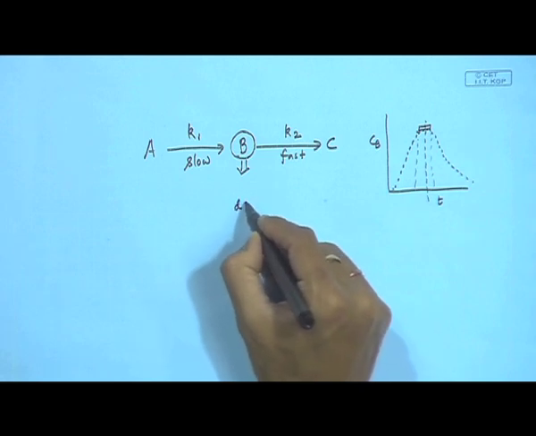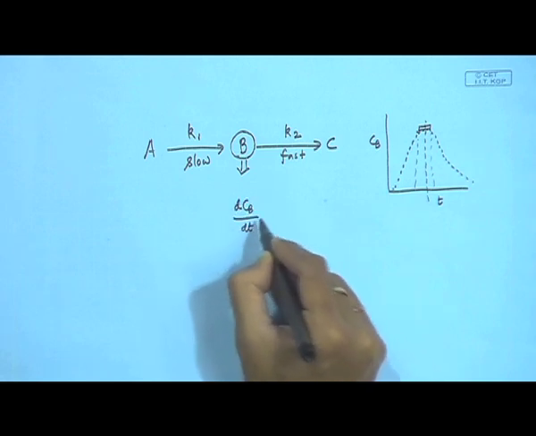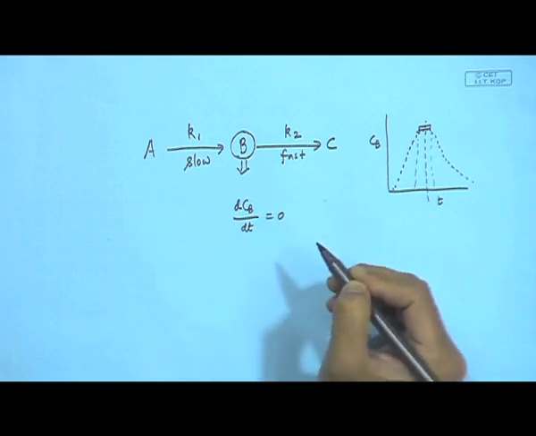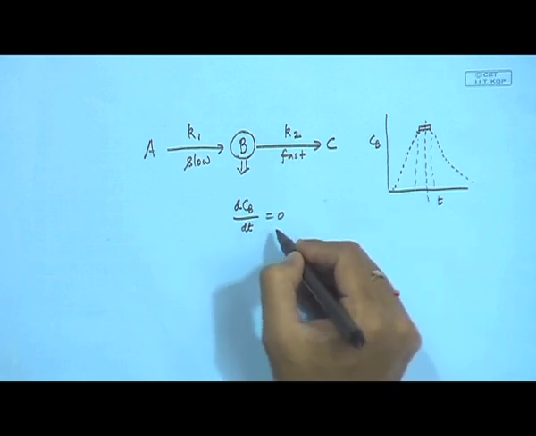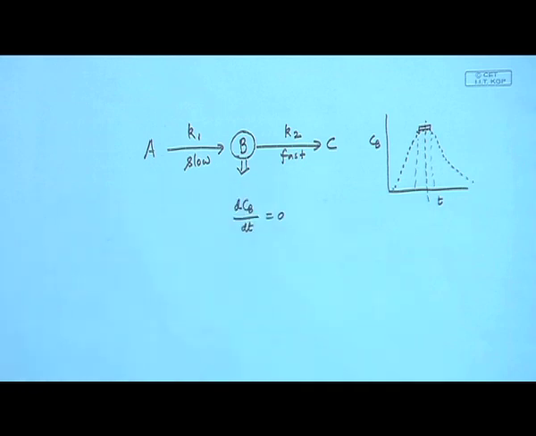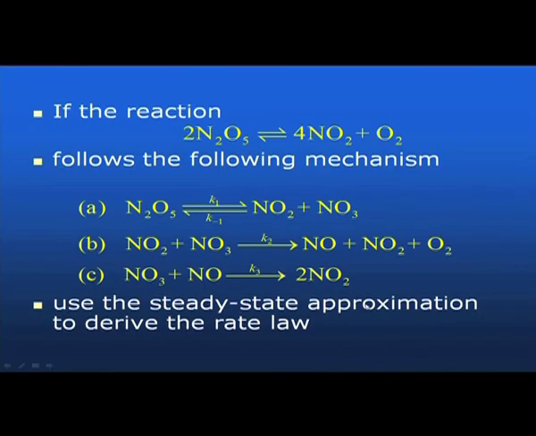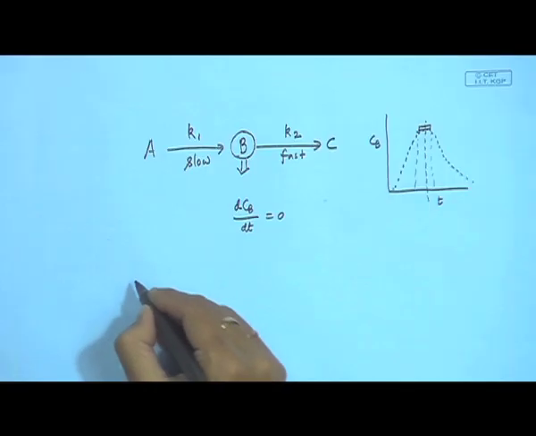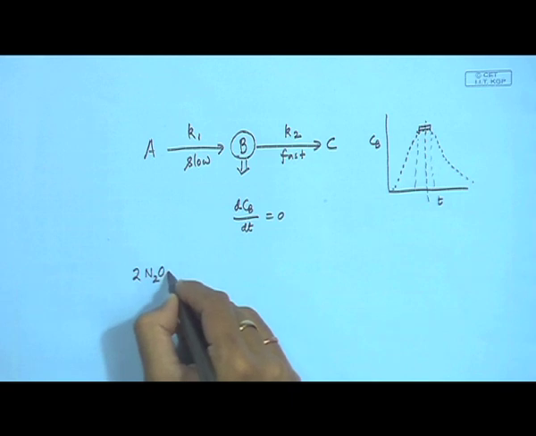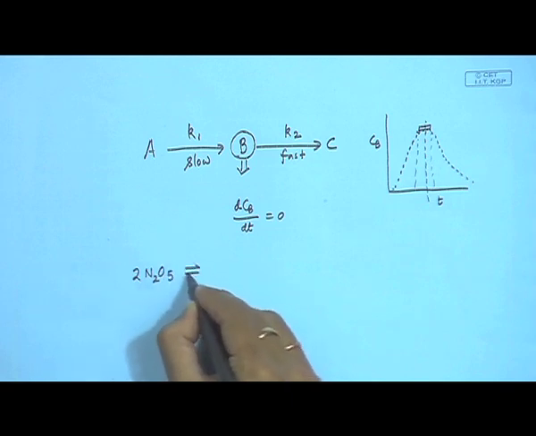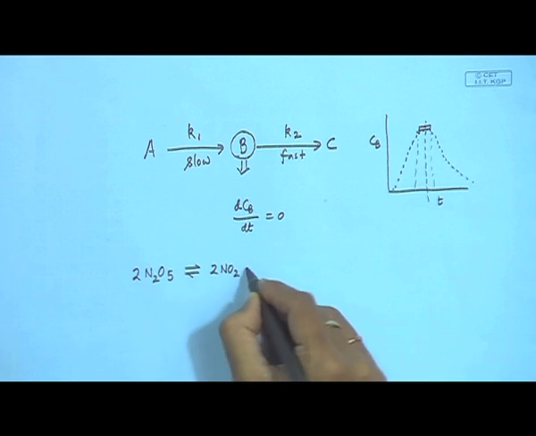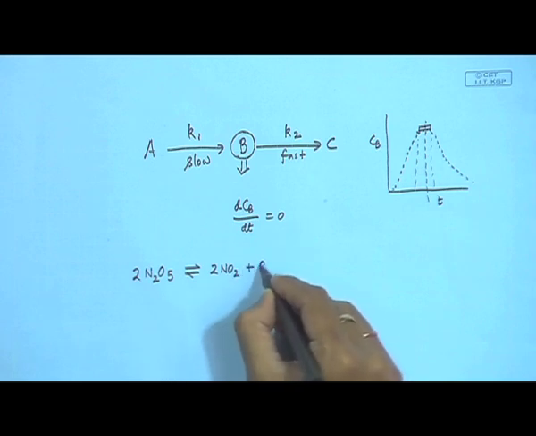So, d[B]/dt under steady state condition is equal to 0. That means the concentration of B is not changing with time. So, that is called your steady state approximation. Now, consider a concrete reaction, say dinitrogen pentoxide, 2N2O5 giving rise to 4NO2 plus O2.